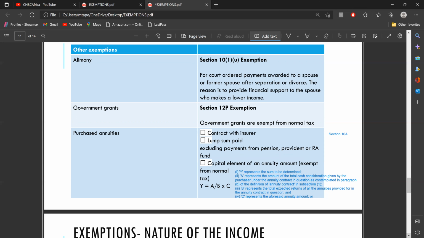Then there's Section 12(P) for government grants. Government grants are exempt from normal tax in terms of Section 12(P) of the Income Tax Act.